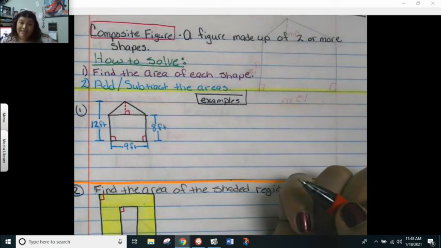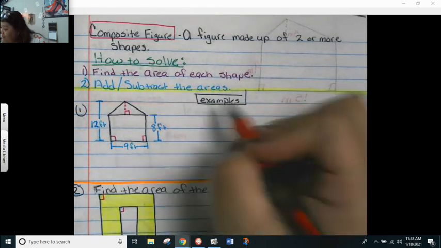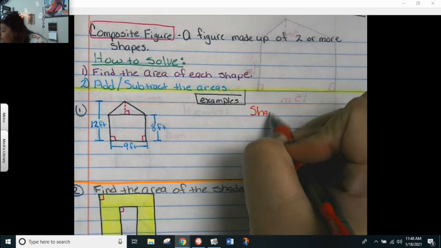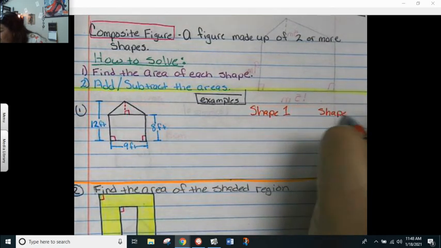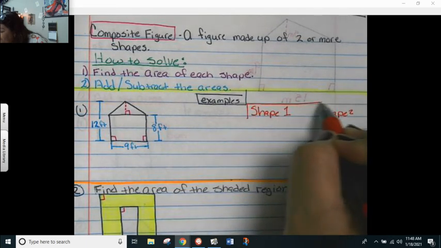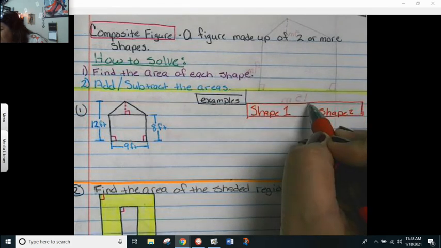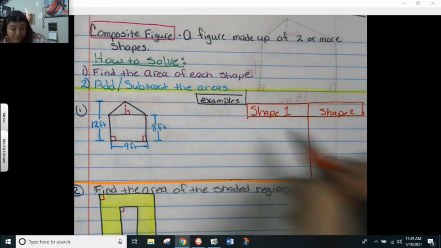First thing I do is I'm going to show you a table that I use. I see two shapes, so I'm going to put shape 1 and shape 2, okay? So I'm just making myself a little table. It's mainly for organization, okay? We want to be organized, all right?